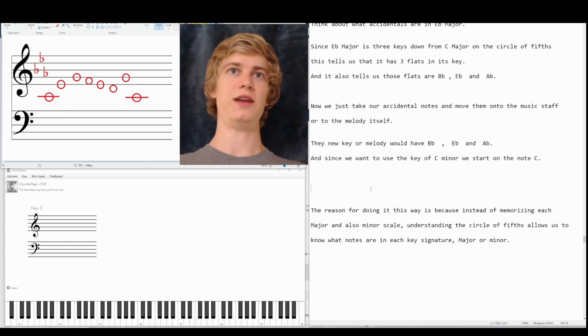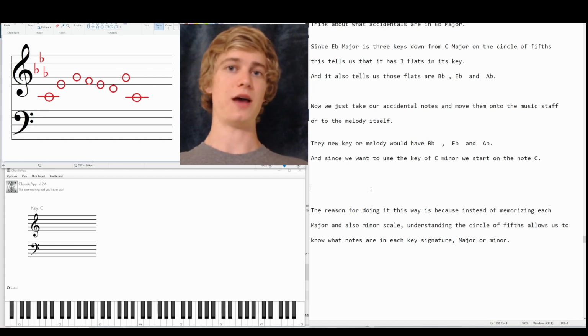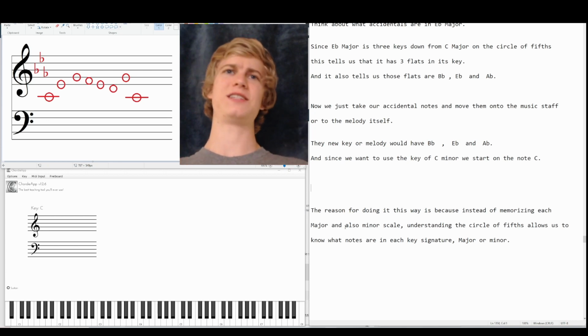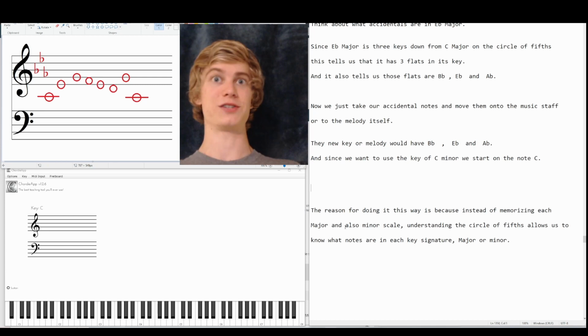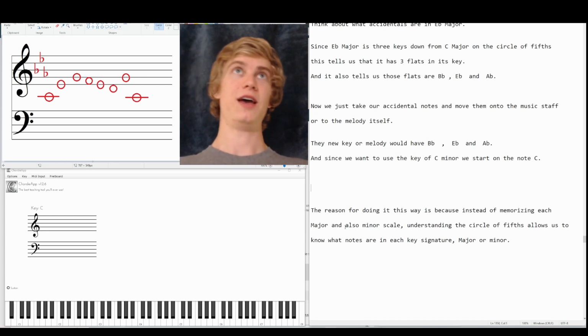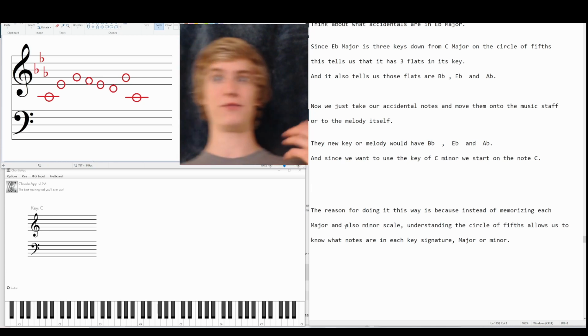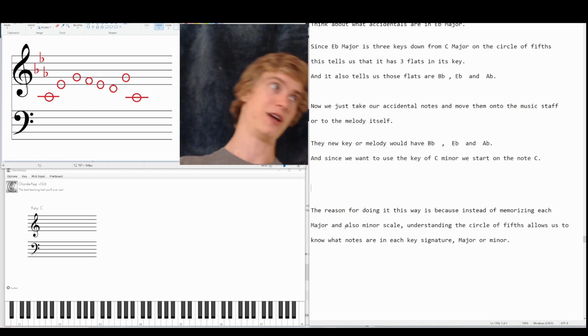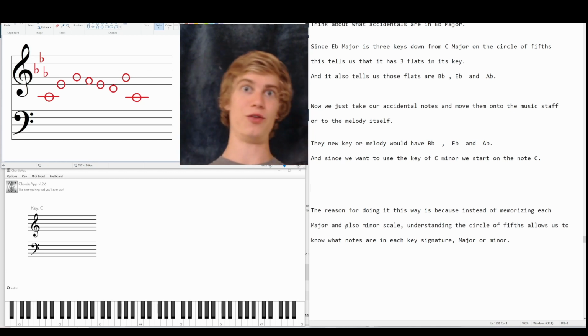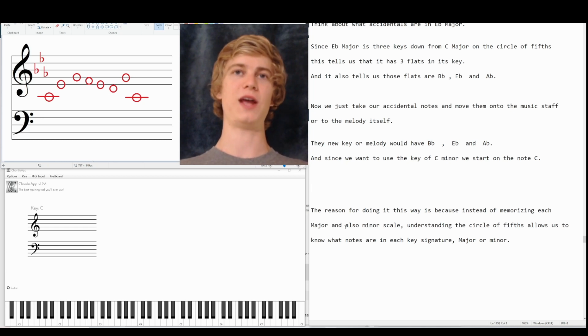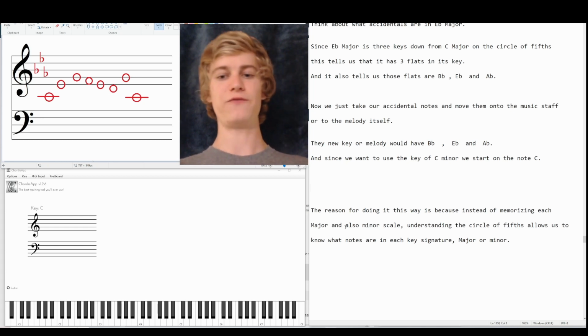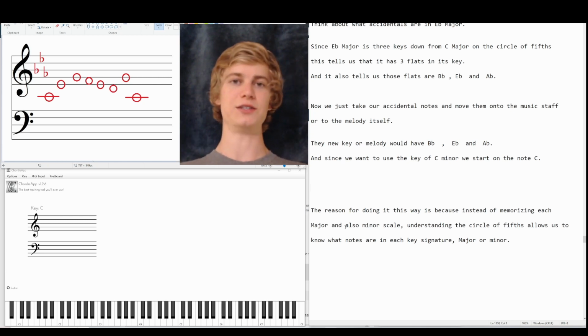That's all we do, and now we have a melody that is in C minor. The reason for taking all these steps and doing it this way is because instead of memorizing every single major scale and your minor scale, and then having to understand what notes are in every single one of those in your major and your minor and memorizing all that, you don't actually have to memorize it, you just have to understand the method of creating it. You understand the circle of fifths, and it allows us to know what notes are in each key signature, major or minor, using that simple method.